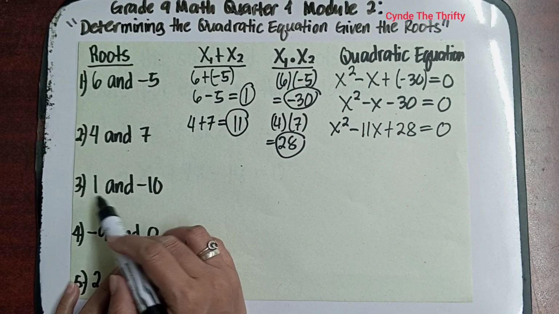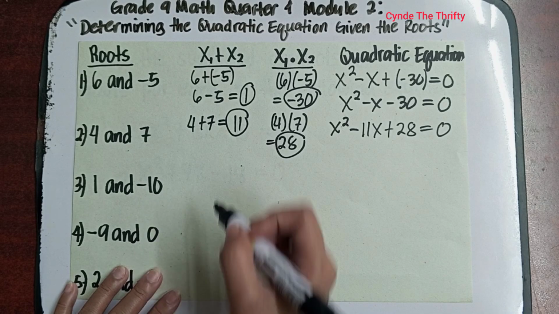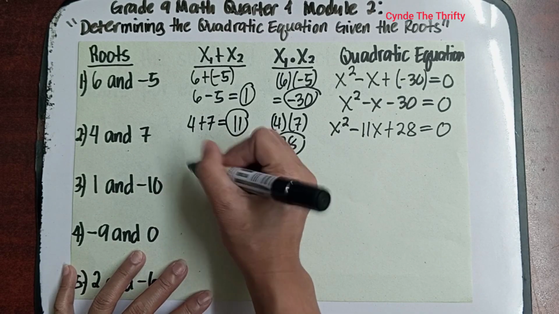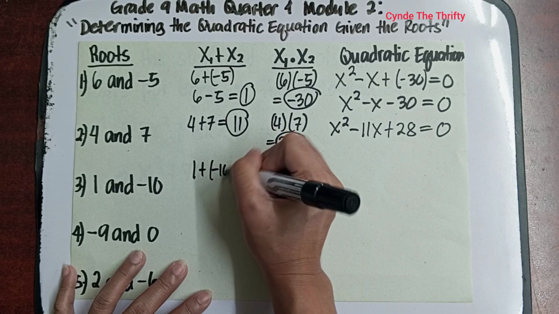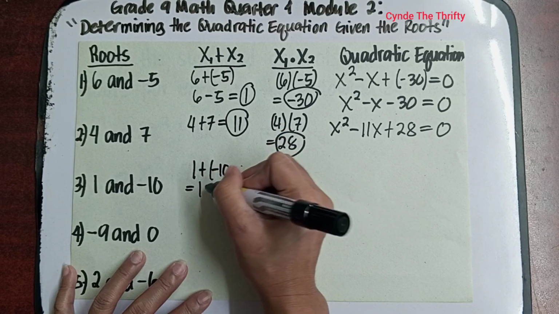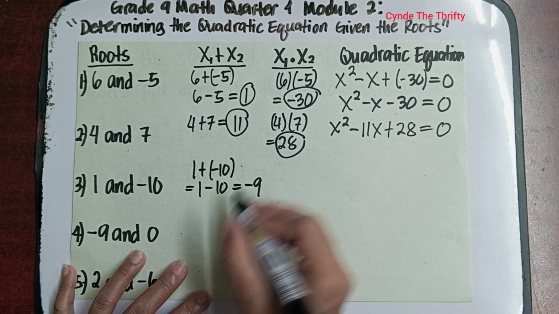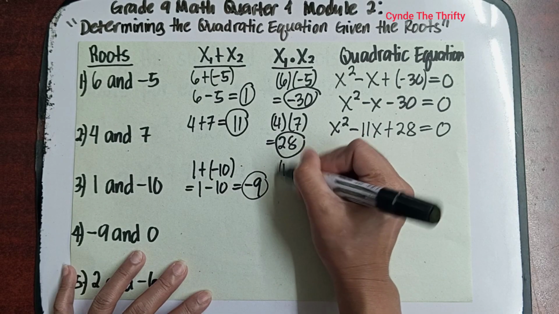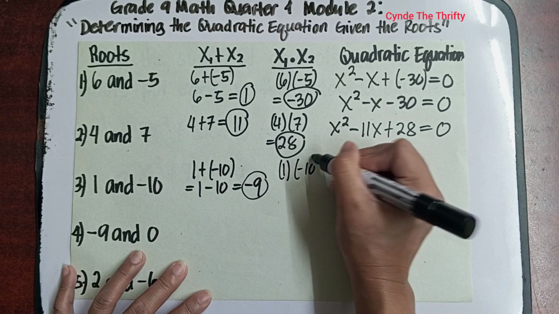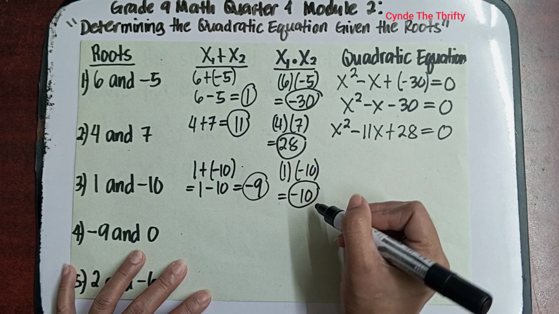Third example, ang x sub 1 is positive 1, and ang x sub 2 is negative 10. So, x sub 1, 1 plus negative 10 is equal to 1 minus 10. Is equal to negative 9. So, ang sum of roots is negative 9. Product of roots naman. So, 1 multiplied by negative 10 is equal to negative 10. So, ang product of roots is negative 10.